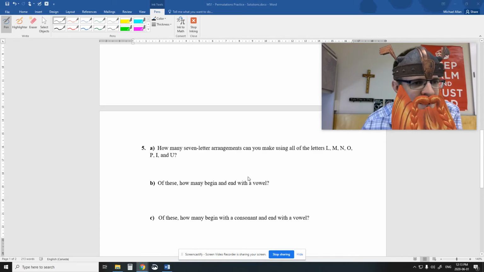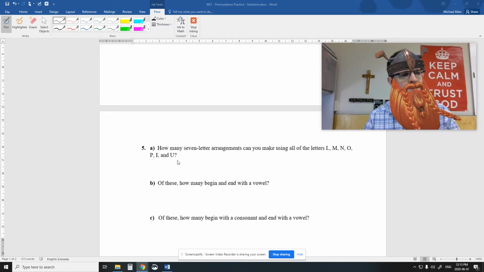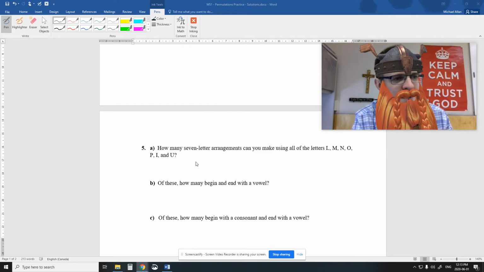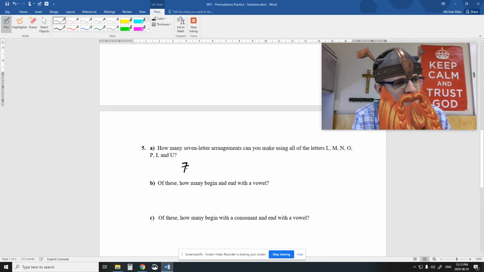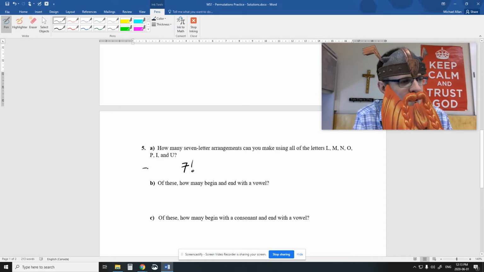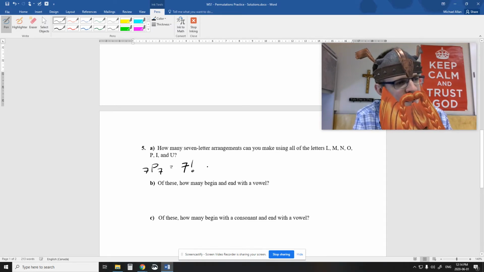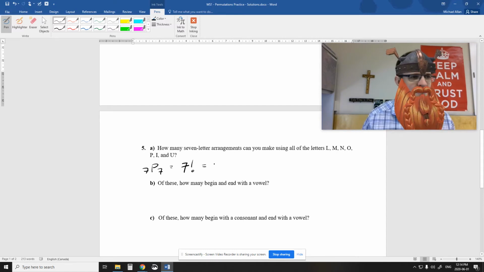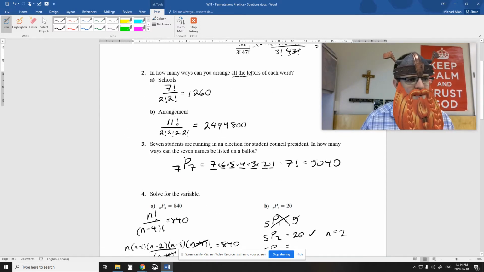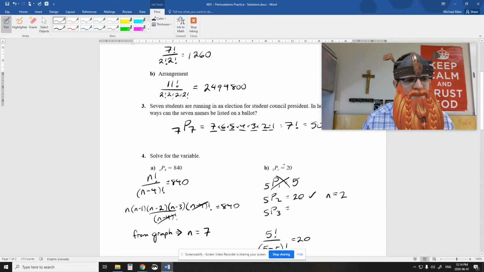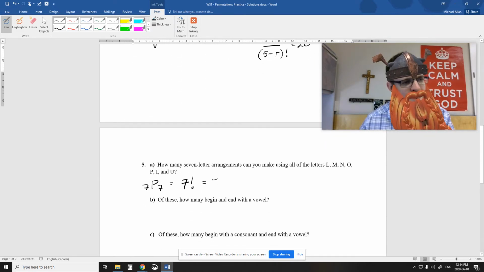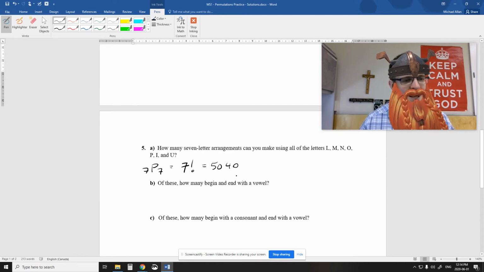How many 7-letter arrangements can be made using all of the letters L, M, N, O, P, I, and U? Okay, so how many? There's 7 letters there. So 7 factorial, or 7P7, et cetera. There's lots of different ways. I think we did a very similar question up here. We have 7 students running this, so 5,040. Of these, how many begin and end with a vowel?